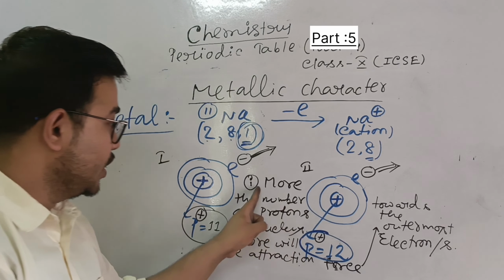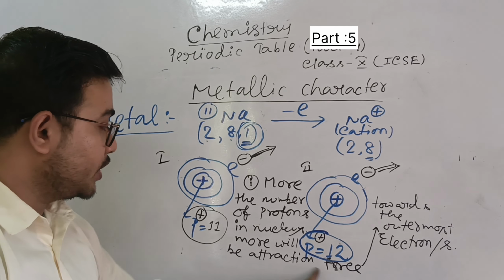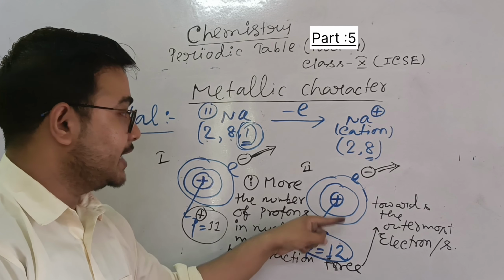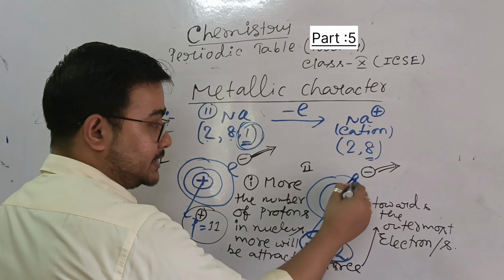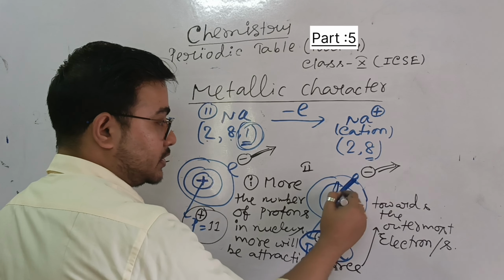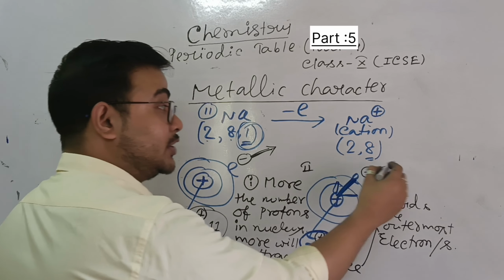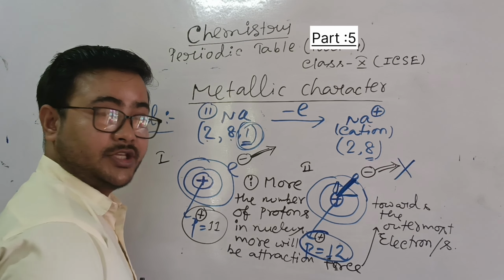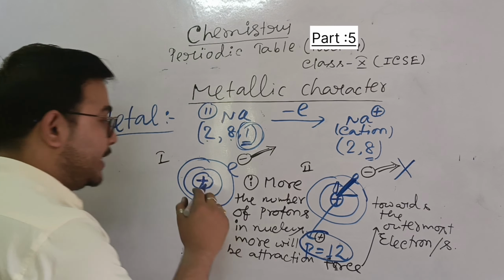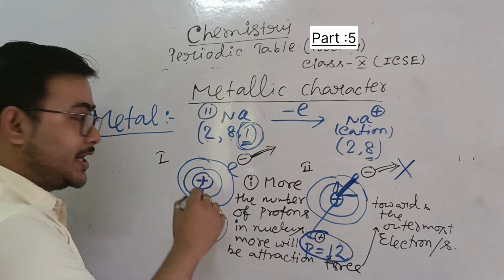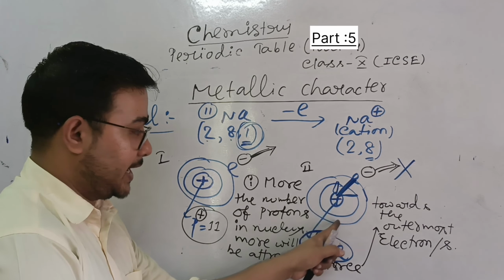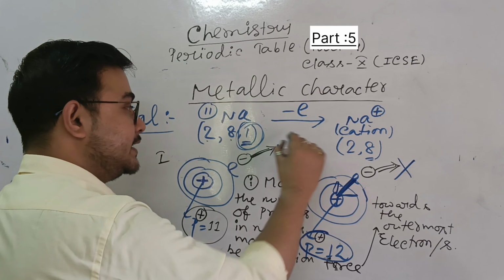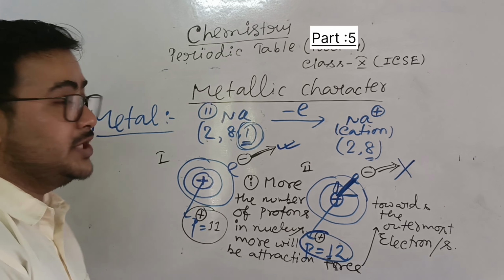More protons means more attraction force. So here the attraction force is more, so this nucleus attracts this electron with more force. So you cannot easily remove this electron. But here, since the attractive force towards the electron is comparatively less than in that atom, you can easily remove this electron. Now come to the first point again.